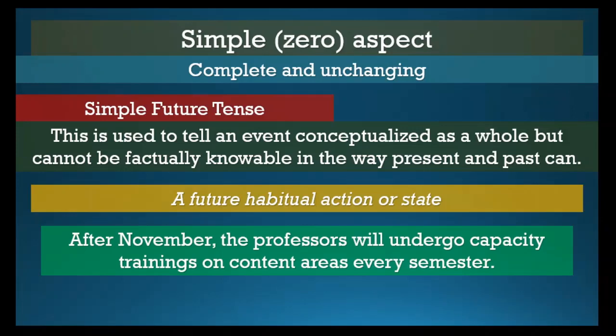Okay, this is our example. After November, the professors will undergo capacity trainings on content areas every semester. This tells us that the simple future may talk of a habitual action right after a certain future time, which in this case is November.